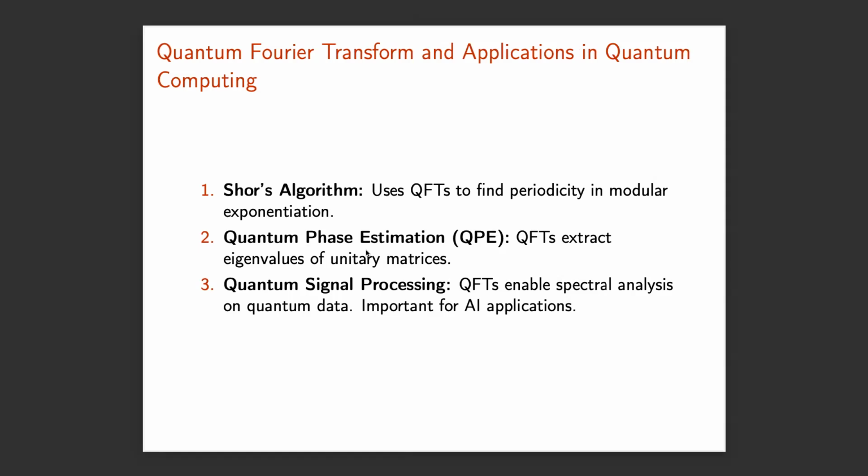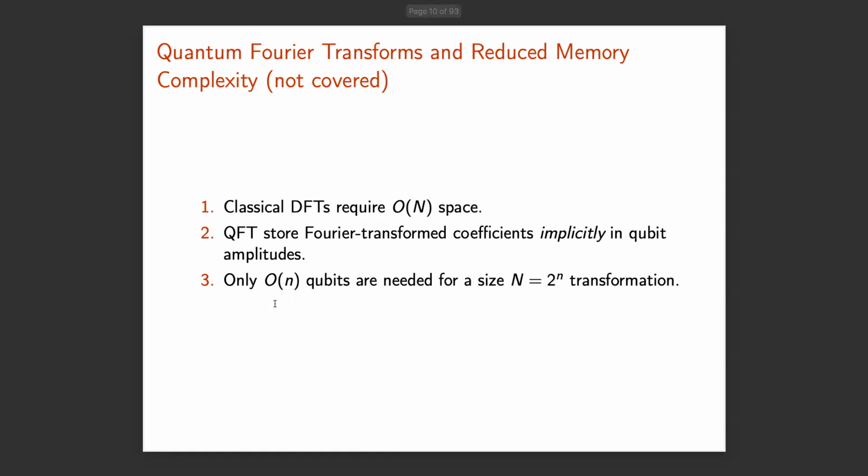We have mentioned Shor's algorithm and the quantum phase estimation, and then we have quantum signal processing, which is one of the big fields of application, on the spectral analysis of quantum data, and that becomes also important for AI applications of quantum algorithms. Then there are topics which I will not cover.